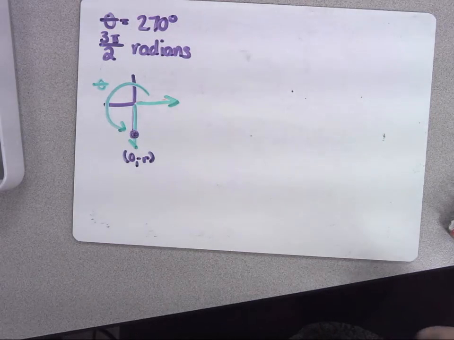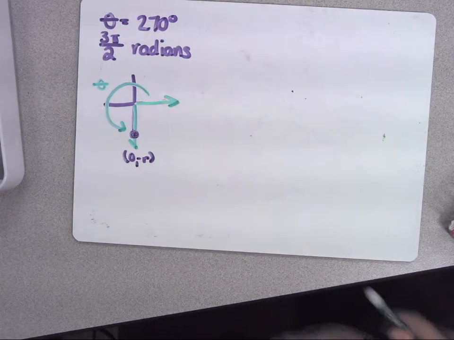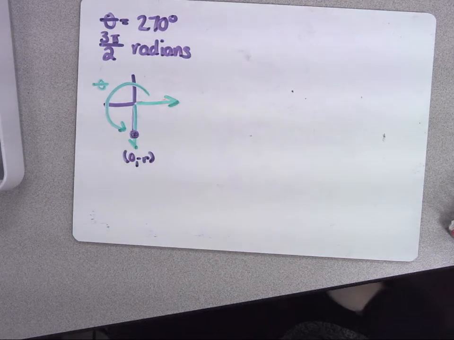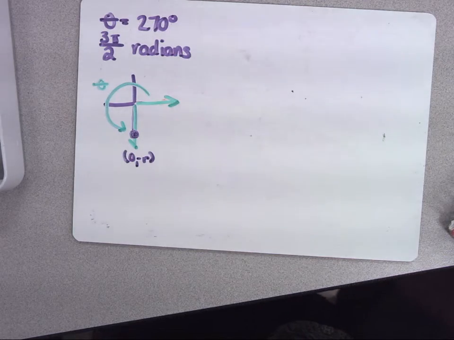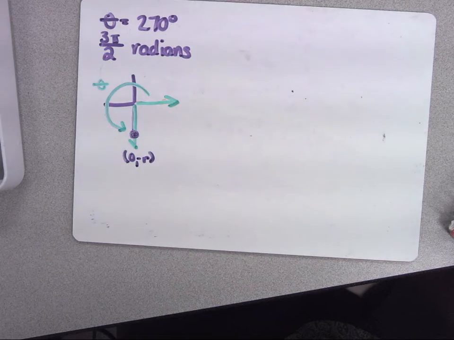We did not do the last big degree. What's the last big degree? 360. What's the radians for 360? 2 pi. The picture, though, looks exactly the same as which one? 0, right? Picture looks exactly the same.